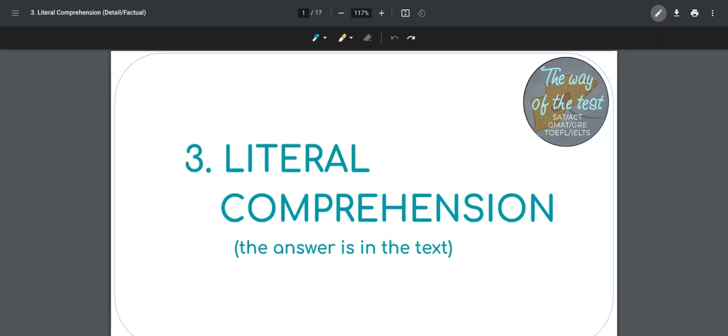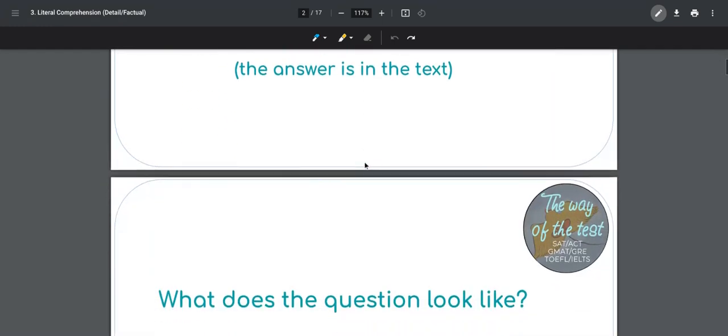Okay, the third question type, literal comprehension question. Copy the title, also copy the subtitle. The answer is in the text, literally. That's why it's called the literal comprehension. Focus on the word literal, not on the word comprehension, because as I've been saying, we don't really have to comprehend the whole thing to get the answer right.